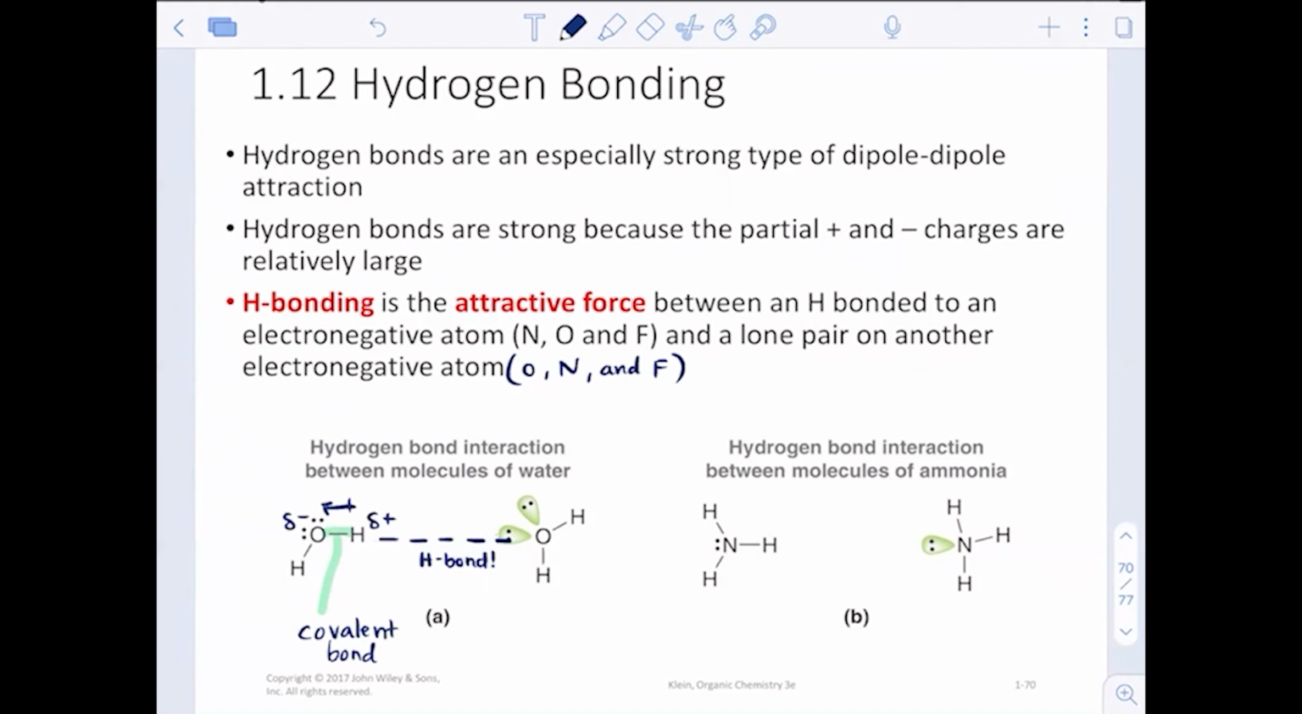It signifies that there is a super dipole, but it needs a lone pair of an oxygen, nitrogen, or fluorine to go with it. All right, another one. Delta minus on nitrogen, delta plus on hydrogen, attracted to the lone pair of another. There is the H bond. Excellent. Wonderful.